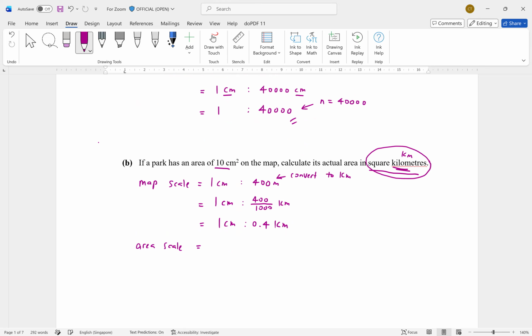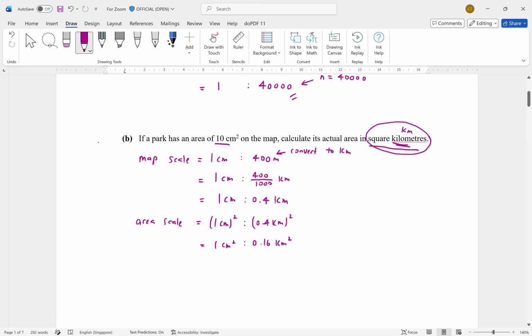So recall, why do we convert into kilometers? Because they want square kilometers. To get the area scale is actually very easy. All you need to do is to square both sides. Square the map and square the actual ground. So you get 1 cm is to, 0.4 square, you should get 0.16 kilometers square.